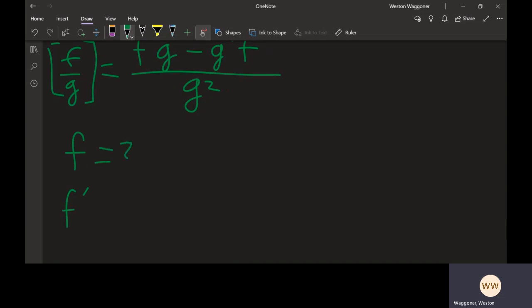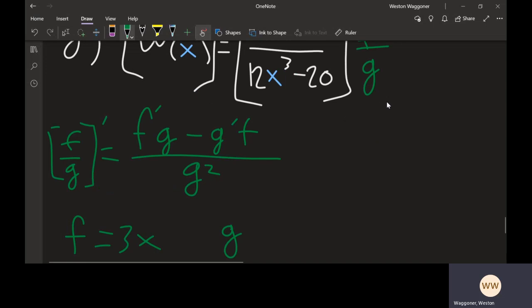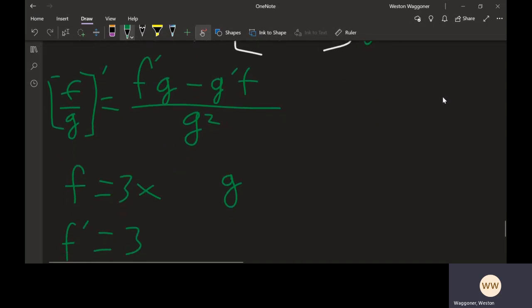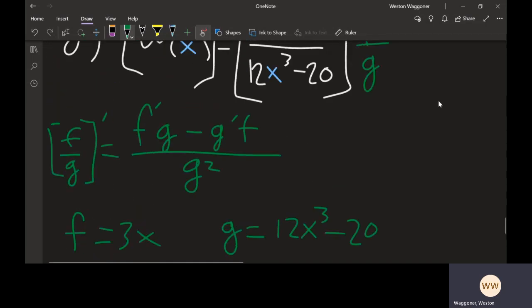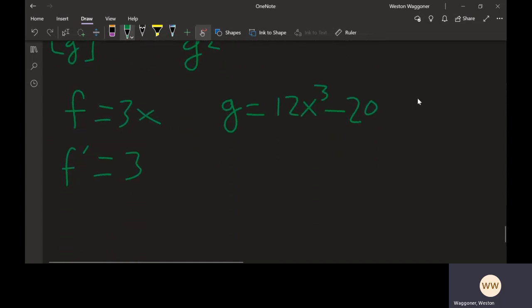So f is going to be equal to 3x. So f prime is going to be equal to 3. Not bad, right? Now, we're also going to have this g, and that's going to be 12x to the third, minus, I want to say minus 20. Scroll up, yeah, okay. Now, g prime is not too bad. I'm going to drop that 3, right? And 3 times 12 is going to be 36.